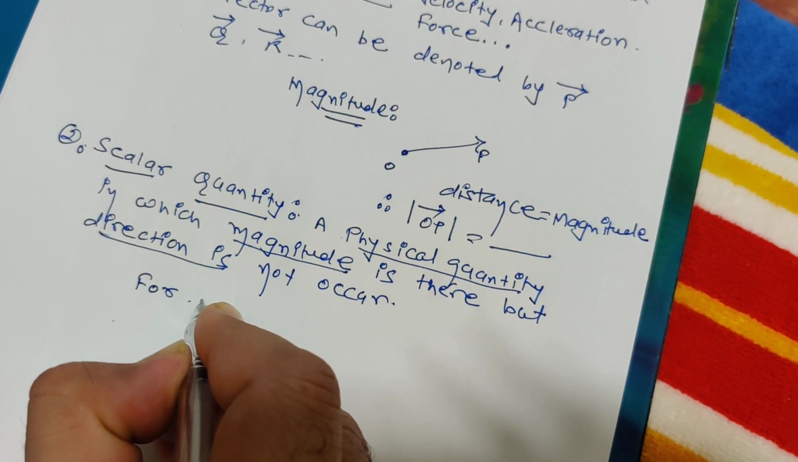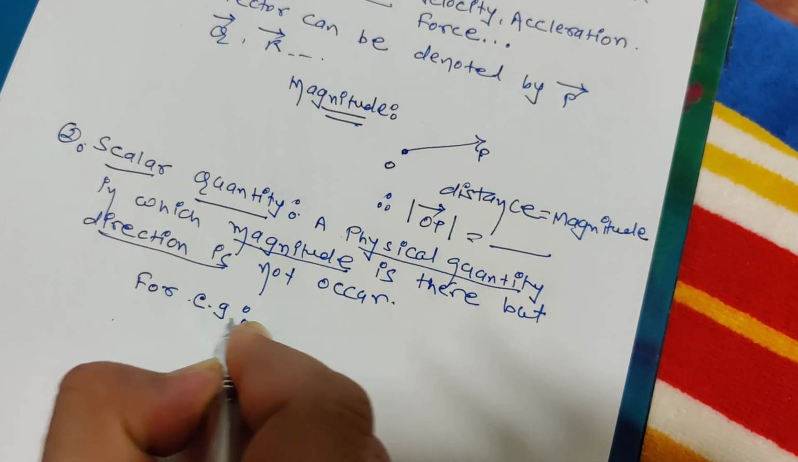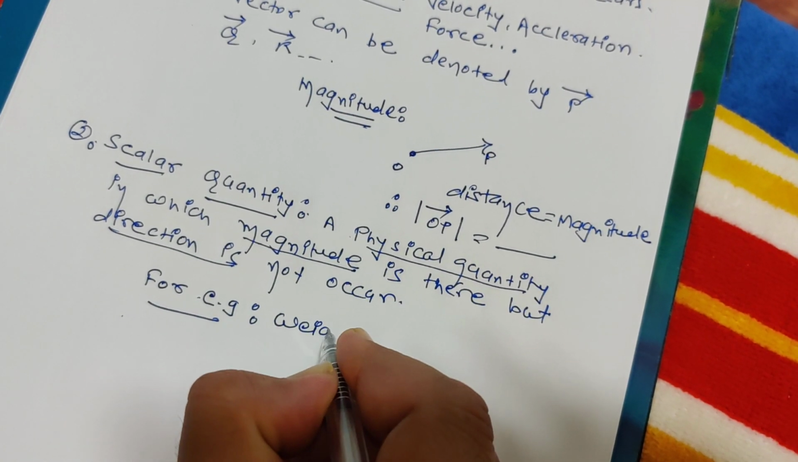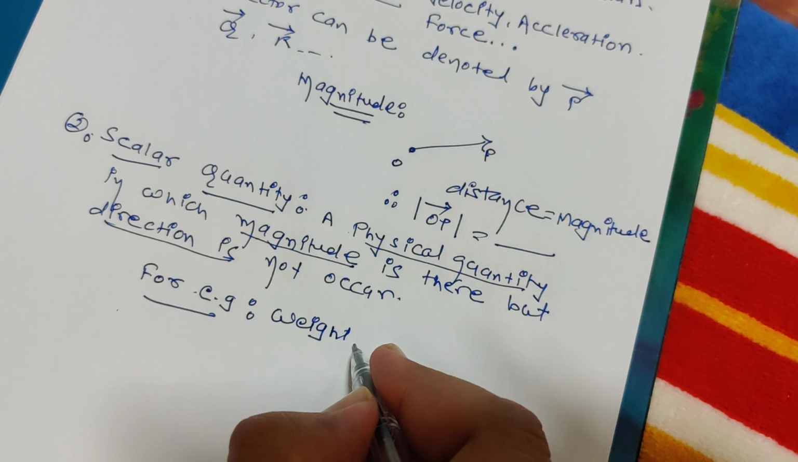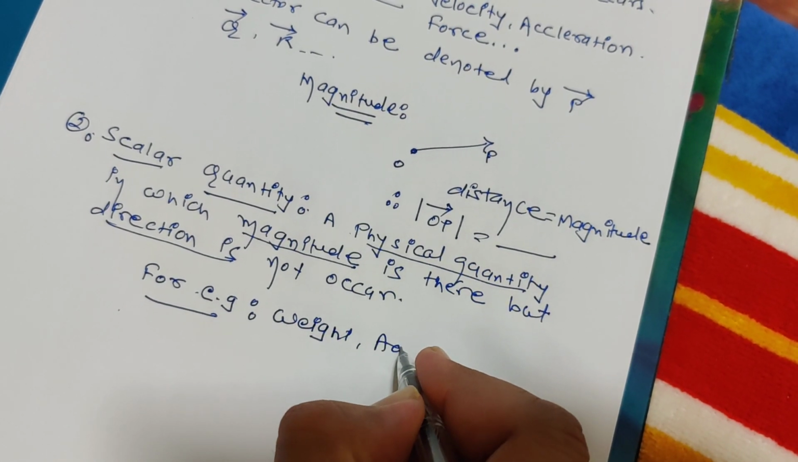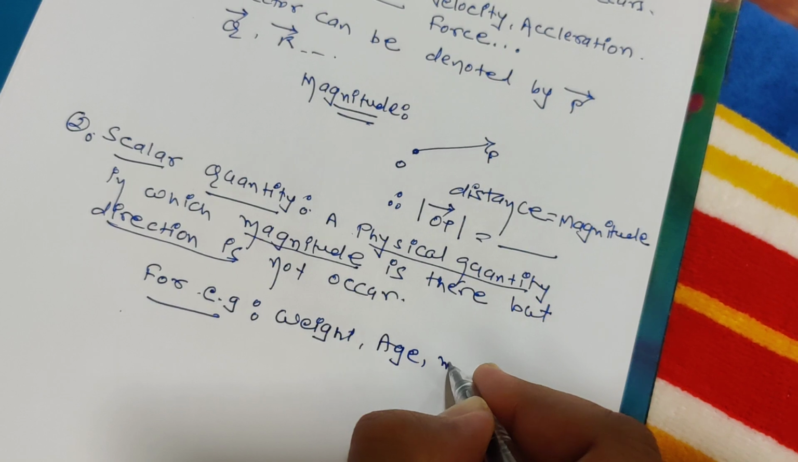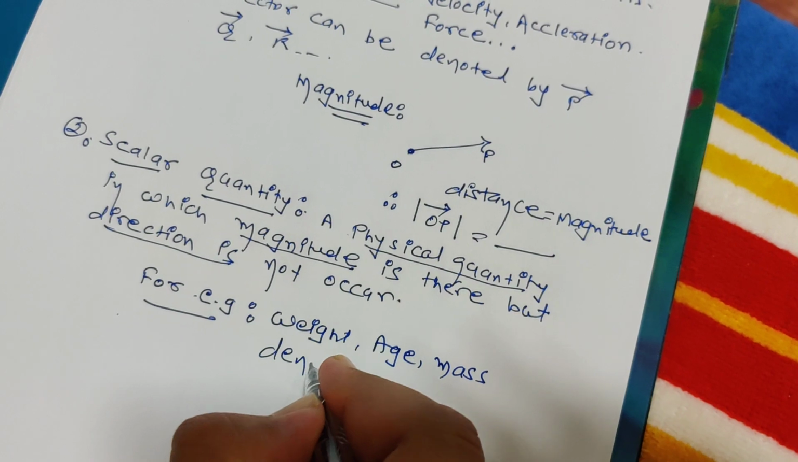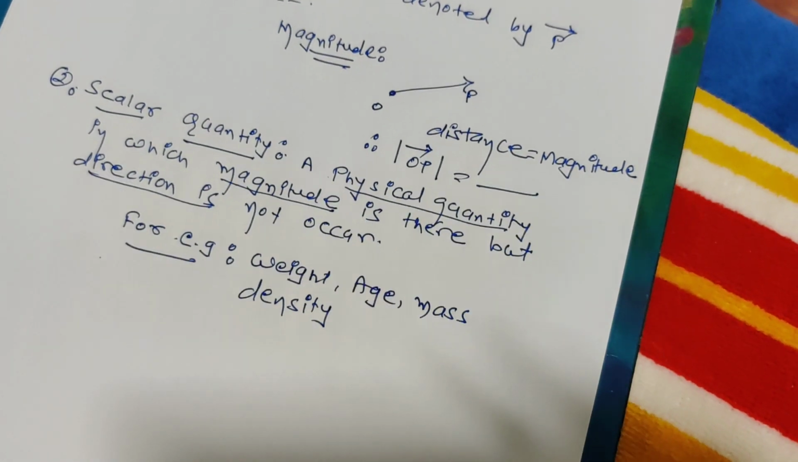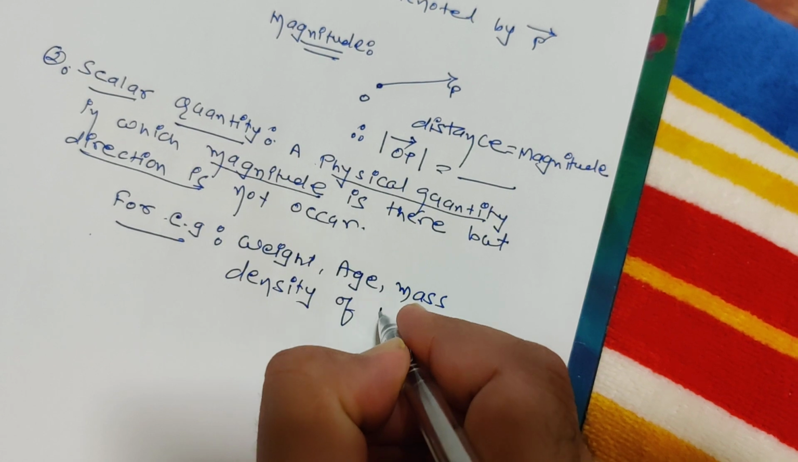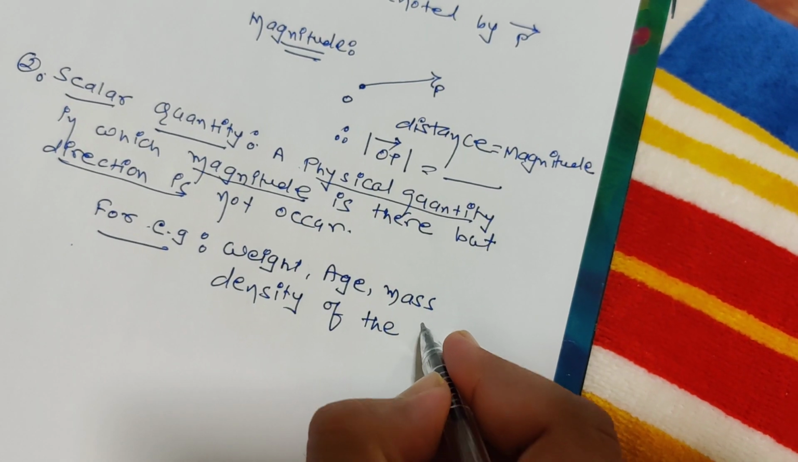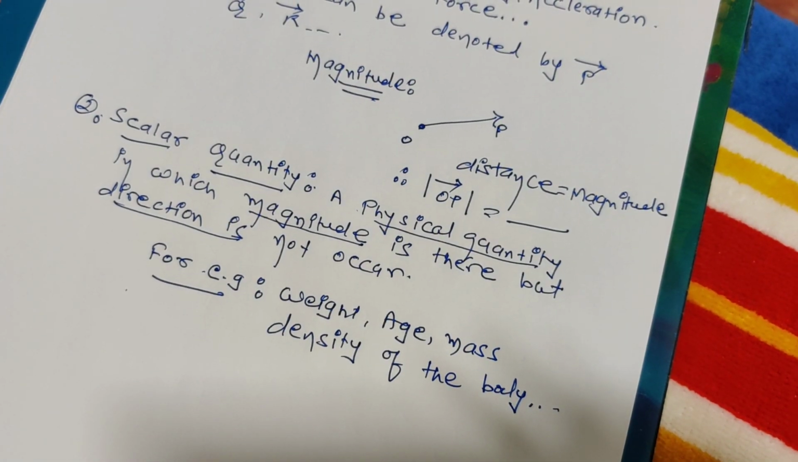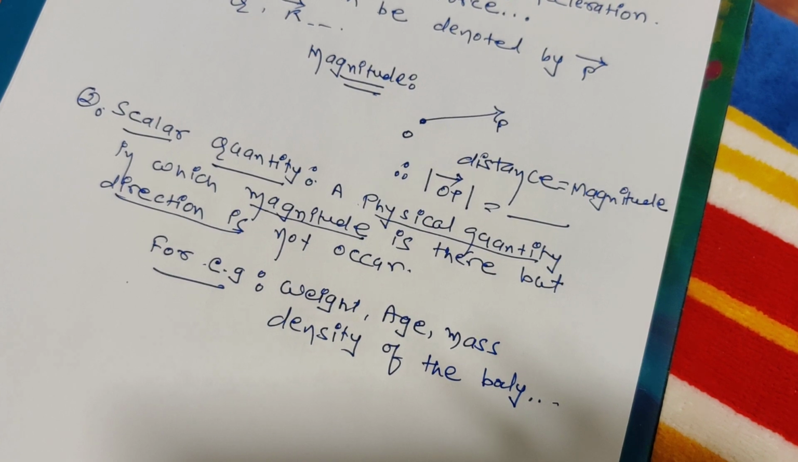Let us take the example. For example, weight, age, mass, density of the body. These are the examples of scalar quantity, students.